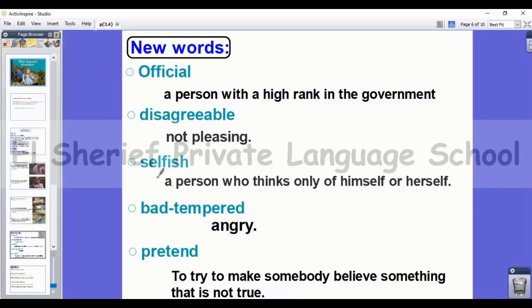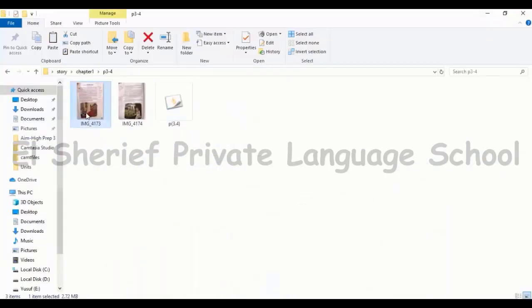And the last word today is pretend. Pretend means to make somebody believe something which is not true. What do you think will happen? So let's start reading our story. Today, we'll start with page 1. Okay?